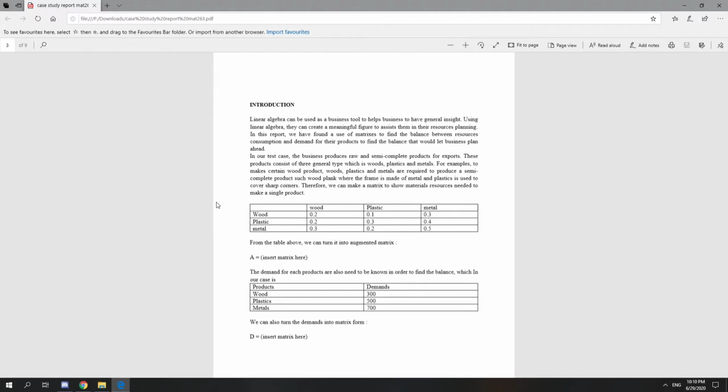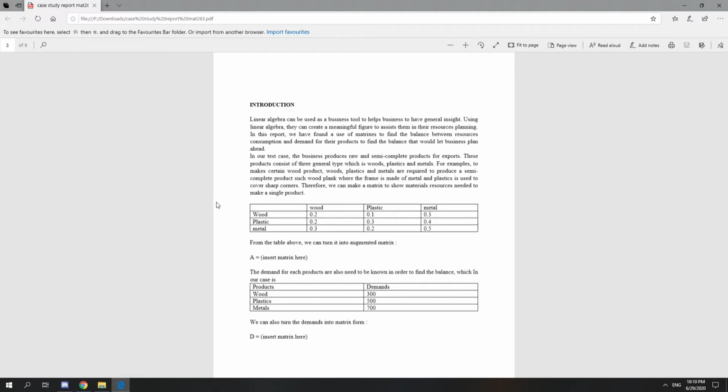For example, to make certain wood product, wood, plastic, and metal are required to produce a semi-complete product such as wood plank, where the frame is made of metal and plastic is used to cover the sharp corners. Therefore, we can make a matrix to show material resources needed to make a single product. From the table above, we can turn it into an augmented matrix.